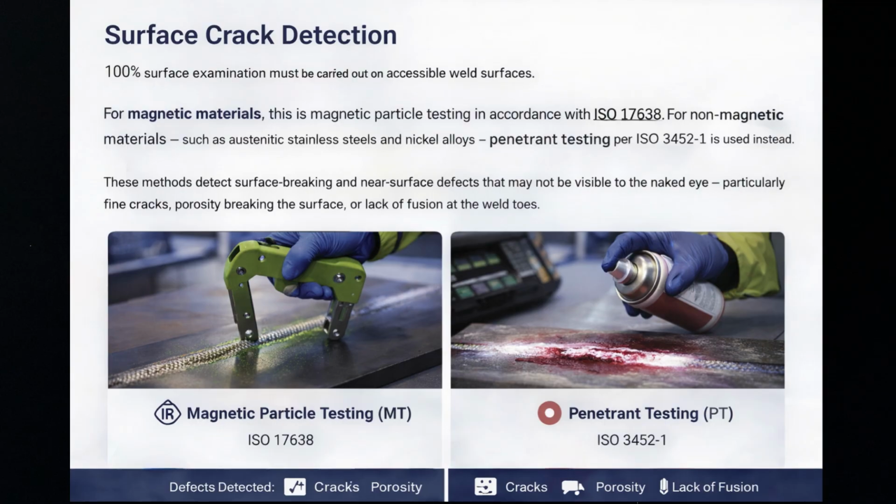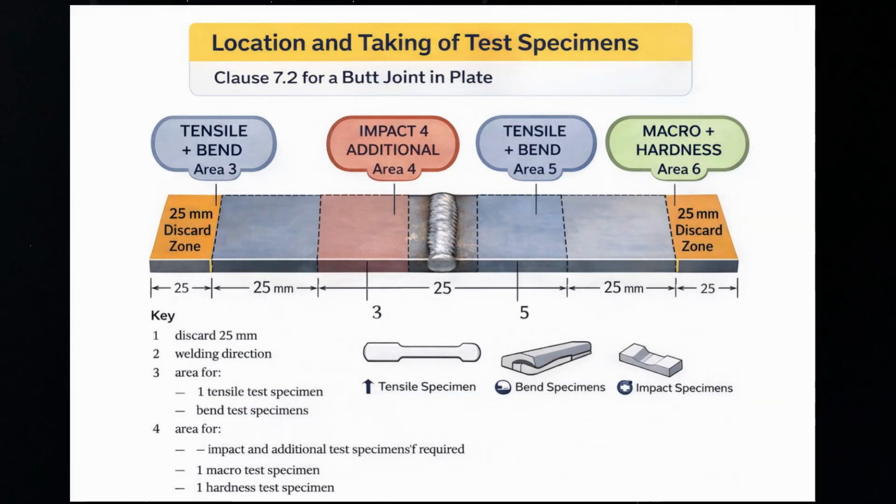These methods detect surface breaking and near-surface defects that may not be visible to the naked eye, particularly fine cracks, porosity breaking the surface, or lack of fusion at the weld toes. Location and taking of test specimens.